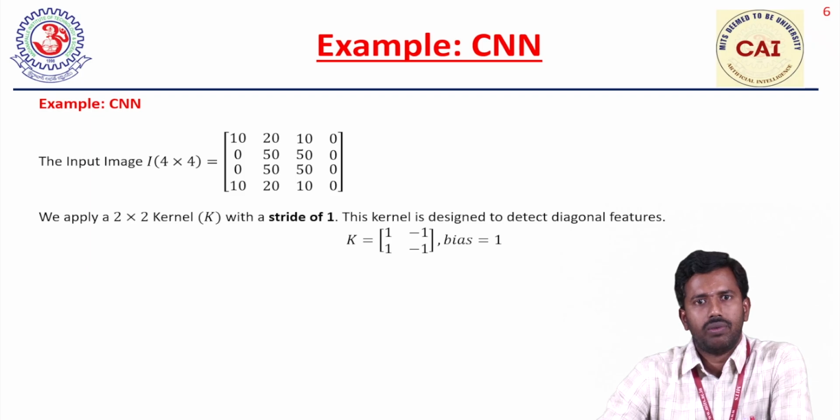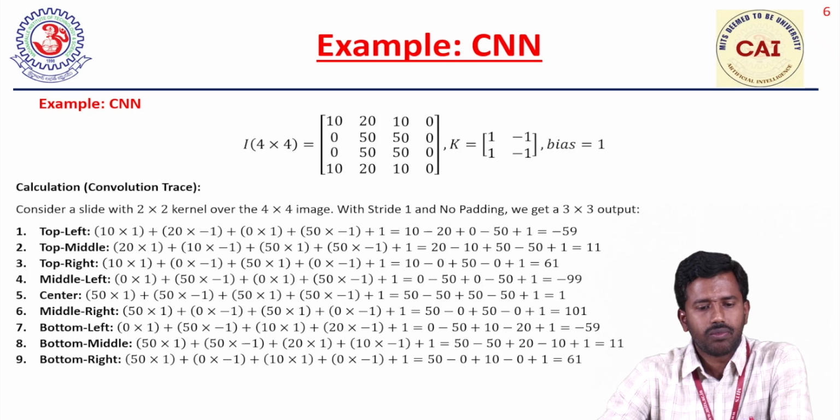To convert this entire theory into a mathematical example, I am taking an input image of 4 by 4 and a kernel of 2 by 2. The kernel weights are 1, -1, 1, -1, where 1 represents bright and -1 represents dark. Likewise, the kernel weights are designed in combination, including the bias value also. In the example, the input image size is 4 by 4 and the kernel is 2 by 2, applied on the first window.